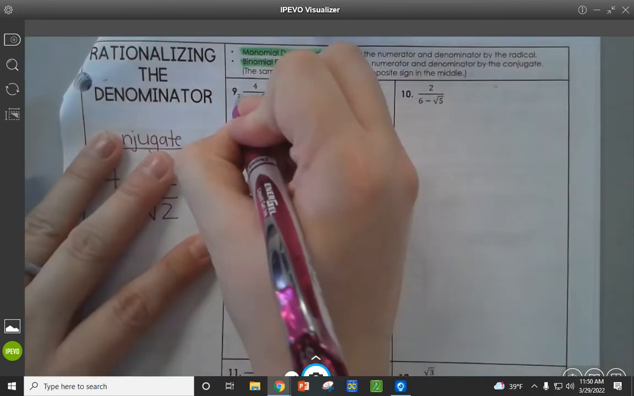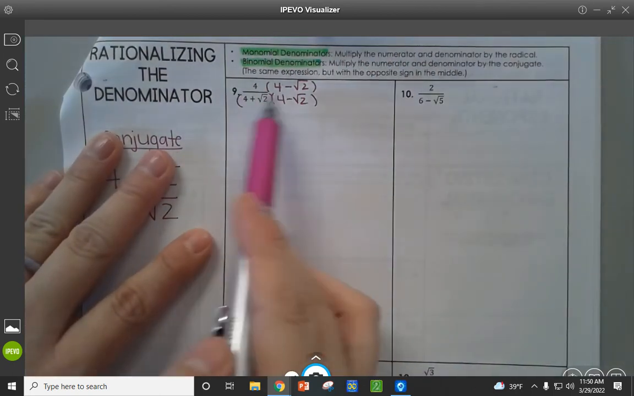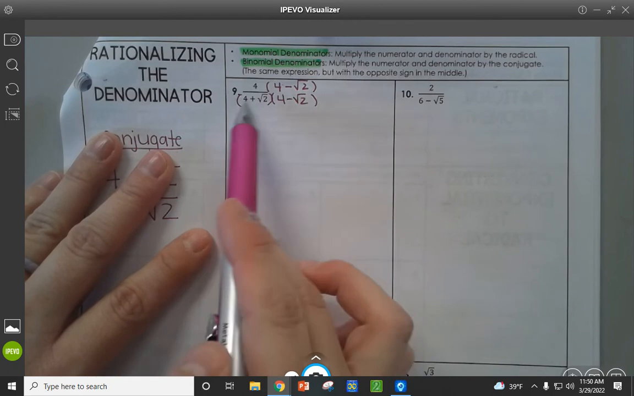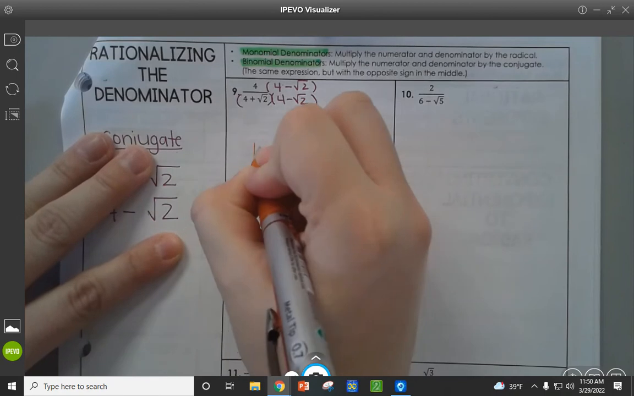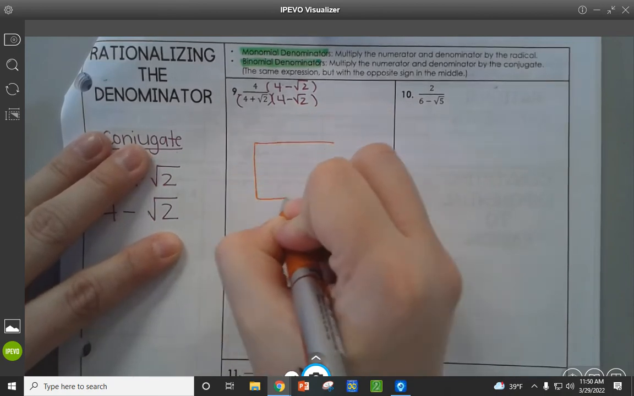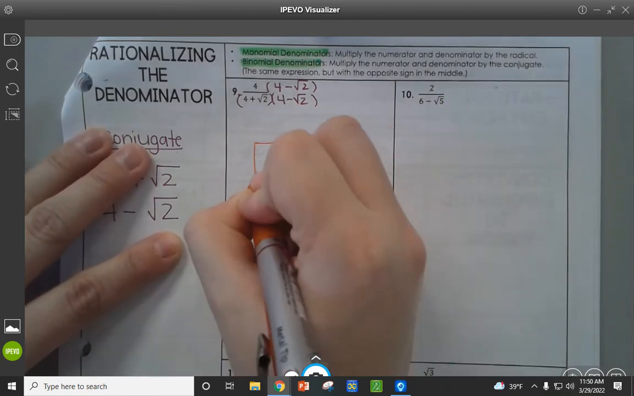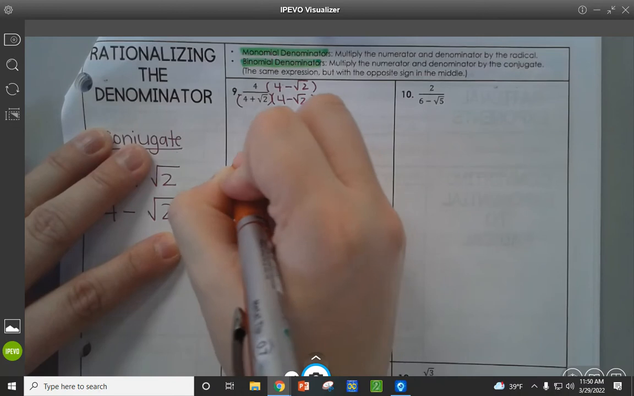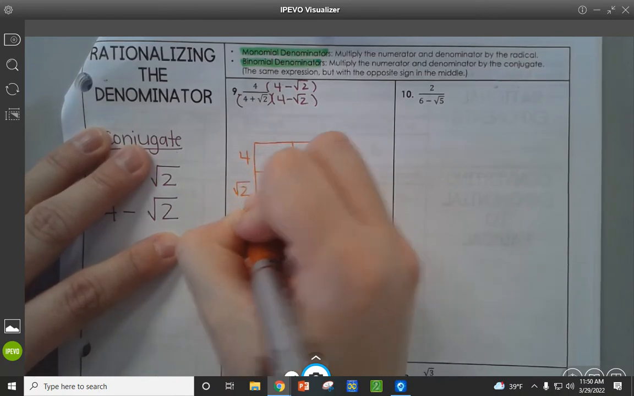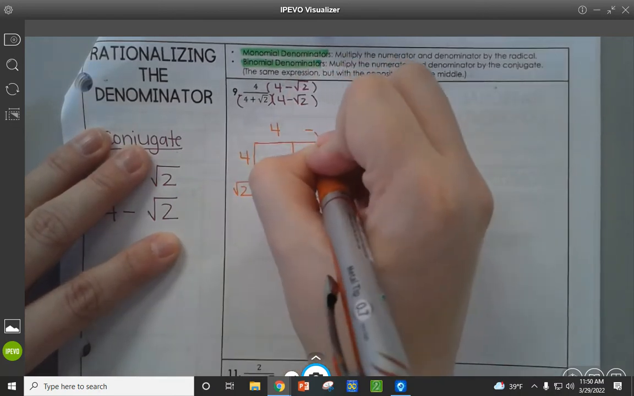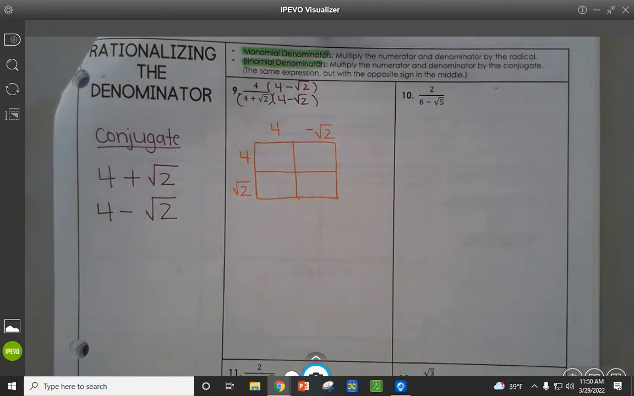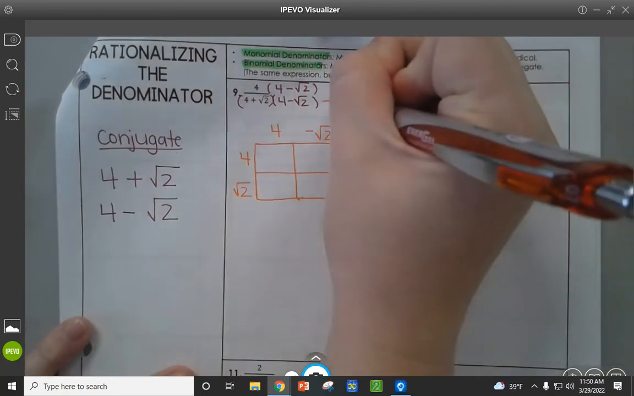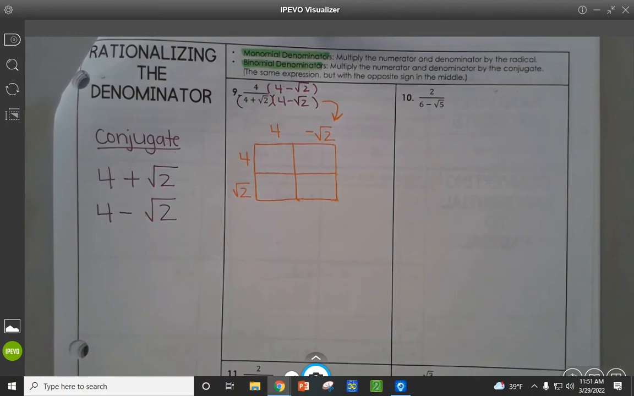In the bottom, what do I need to do to multiply those? Box method or FOIL, whichever one you prefer. So if I go here to the side, I'm going to go ahead and do that. Four, and then a positive square root of 2, 4, and a negative square root of 2. And this is specifically for the denominator.